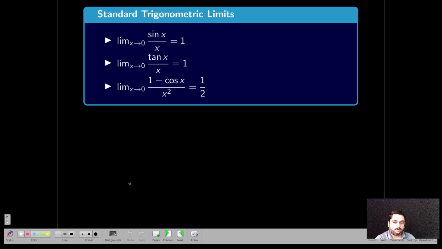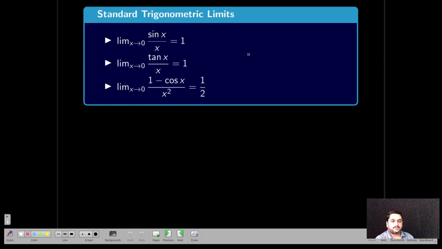So now we'll see some standard trigonometric functions, based on sine, cos or tan. For example, sin x by x, as x approaches 0, is equal to 1. So sin 0 is 0, this is in 0 by 0 form, so I can apply L'Hopital's rule. There are different ways to solve this. These are standard trigonometric limits. So for sin x by x, if I differentiate, f dash of x, that is sin x, I will get cos x divided by 1.